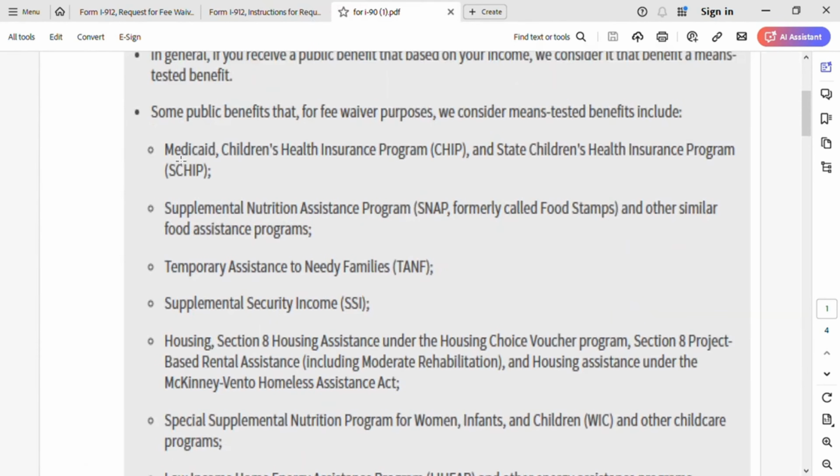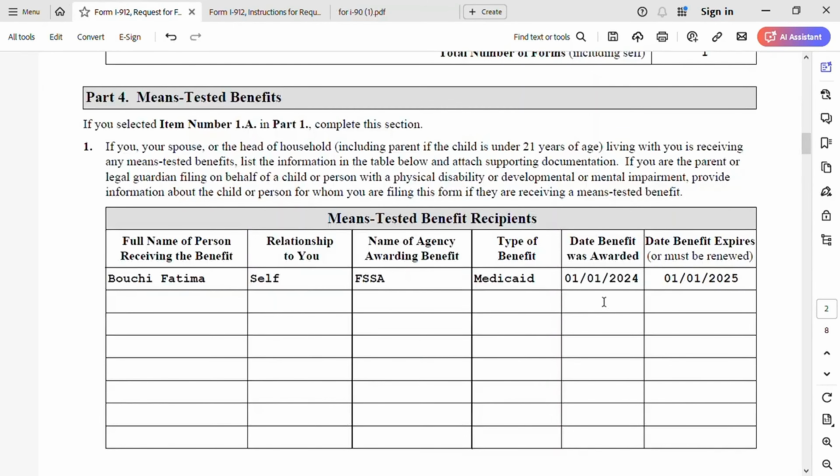You see, I did Medicaid. So Medicaid, it's eligible for a fee waiver. So you're gonna say date benefit was awarded and the date benefit expired or must be renewed. So it's very simple.